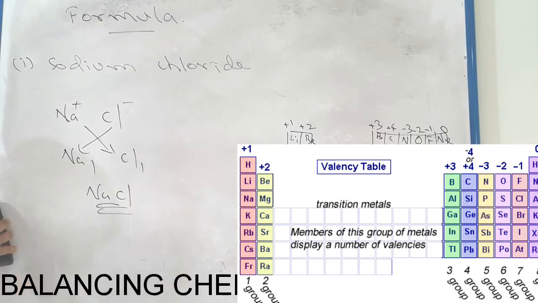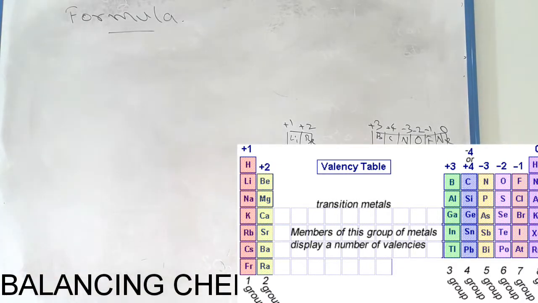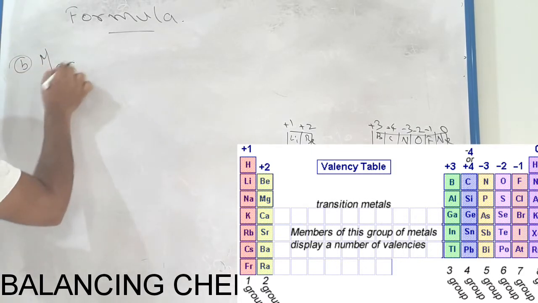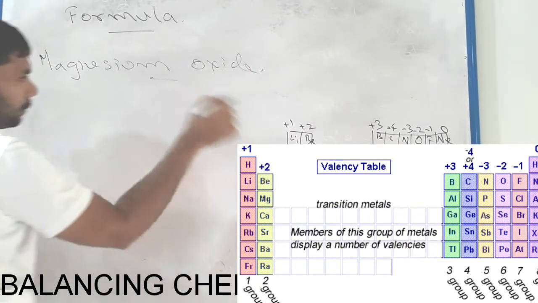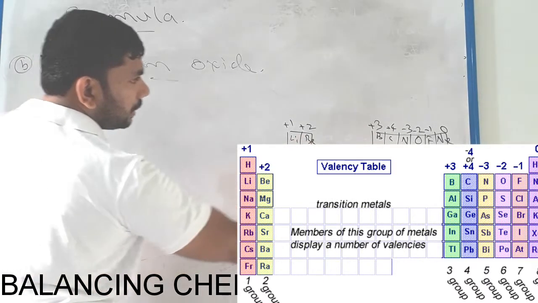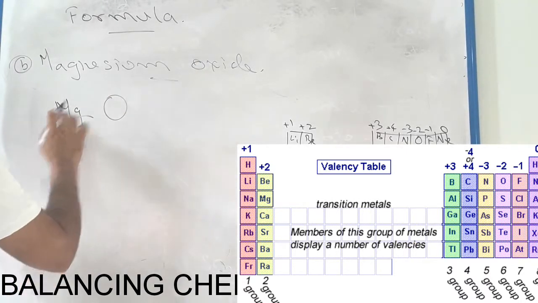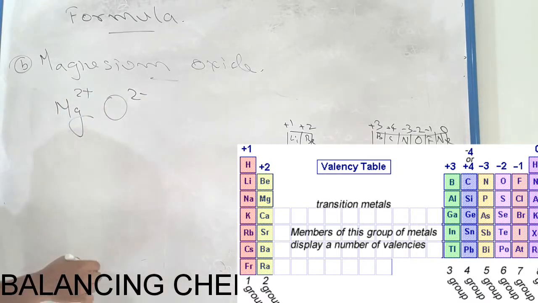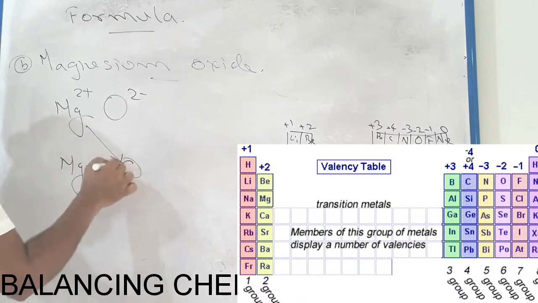Look here, another example, magnesium oxide. Again use the periodic table. Magnesium Mg, oxygen O. Oxide, magnesium oxide. Again magnesium plus 2, oxygen minus 2. You can check there. Write it again, MgO, cross multiplication.